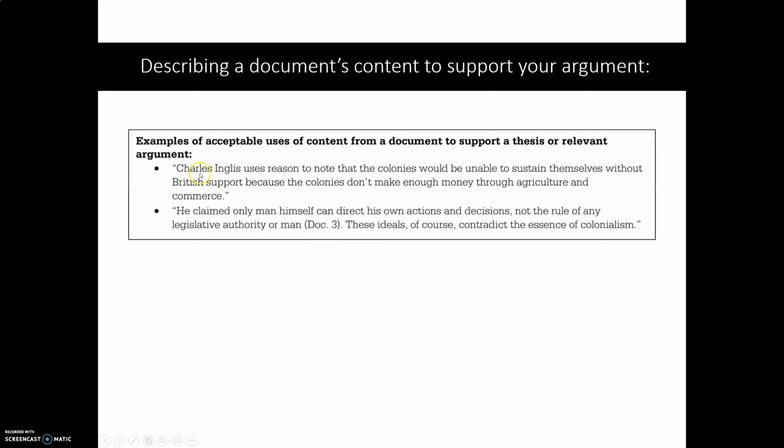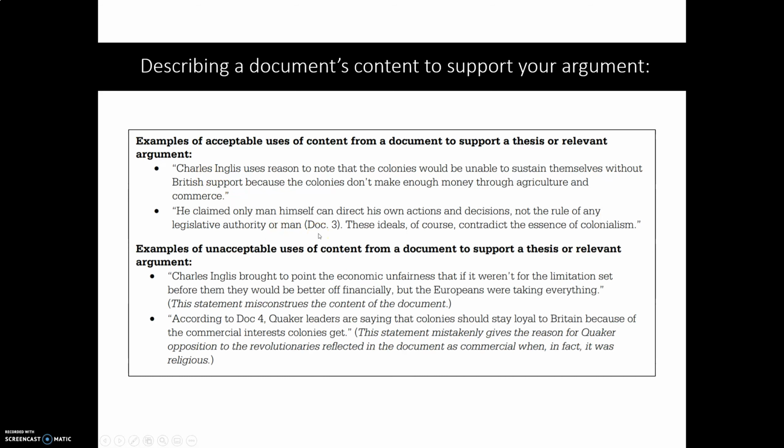If you don't go for this route, at least address the author. That way they know what documents you're using. But you always want to be nice to your readers. I think this is probably the best route to go. You can still use the person's name, of course, but definitely cite the document. All right, unacceptable uses of content.